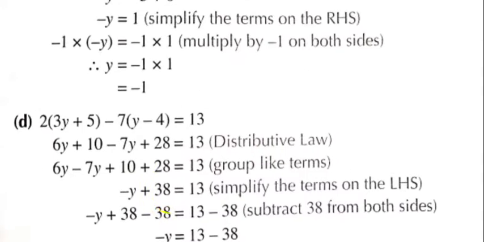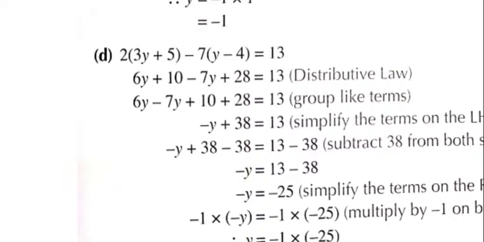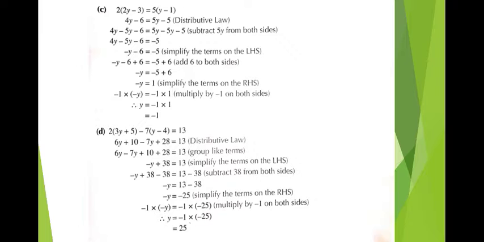Okay, to remind you again, if we want to solve a linear equation and we have brackets like this, we just need to expand it and then group together the like terms, which is the 6y and negative 7y here, so we can then find the y. So we group all the numbers at the other side.